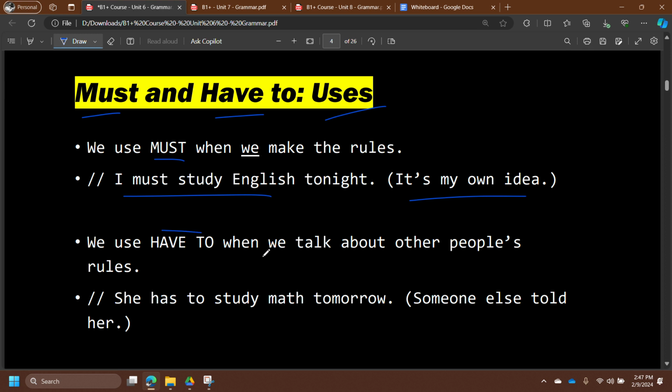And we use have to when we talk about other people's rules. For example, she has to study math tomorrow. Someone else told her. For example, maybe her mother told her, maybe the teacher told her that, hey, tomorrow you have an exam, or the coming week you have an exam. So study your math lessons tomorrow. Okay, something like that. They both talk about necessities and obligation, but must is more of an internal force, while have to is more of an outside or an external source. You could also say force in this case.